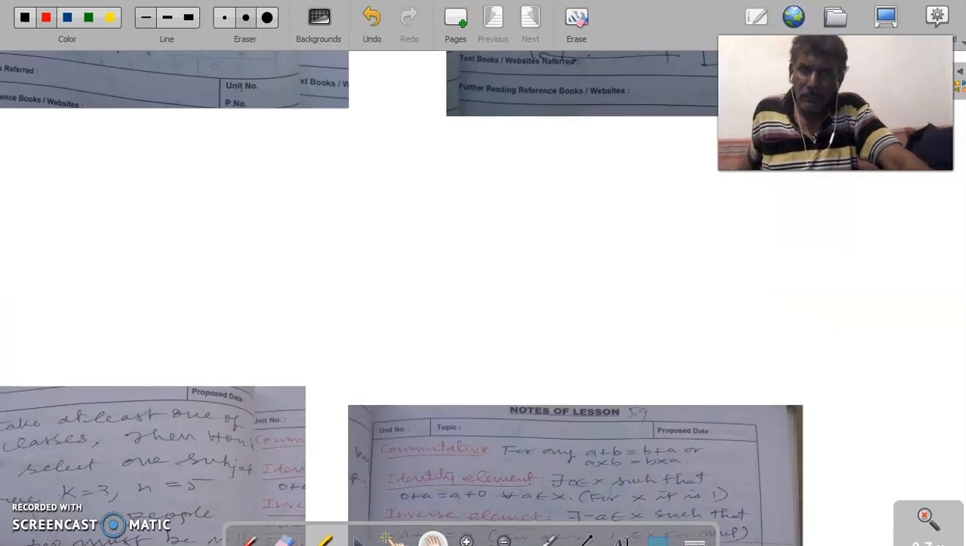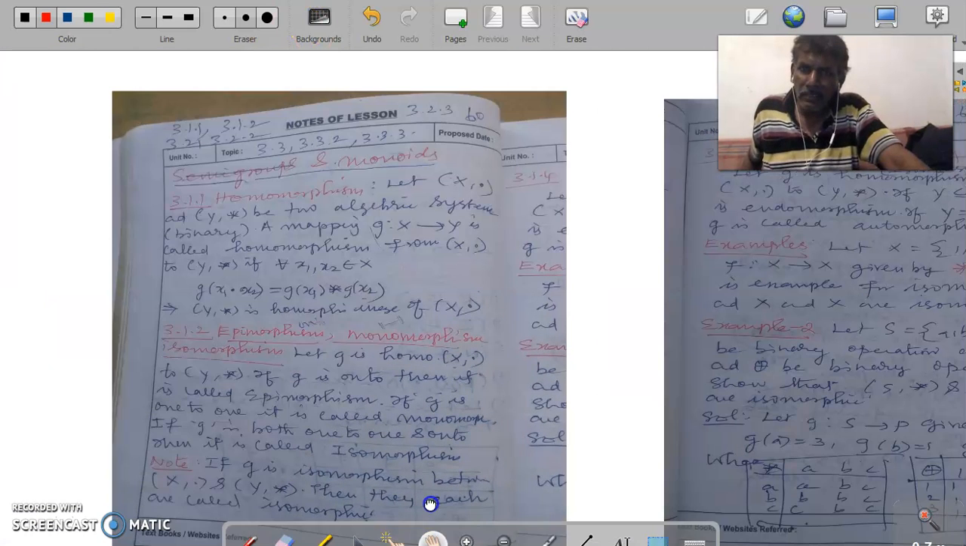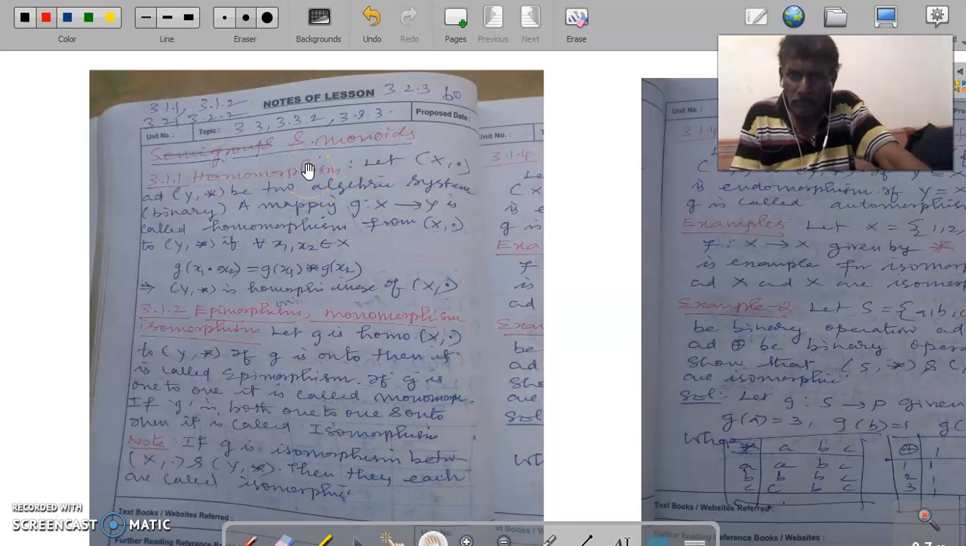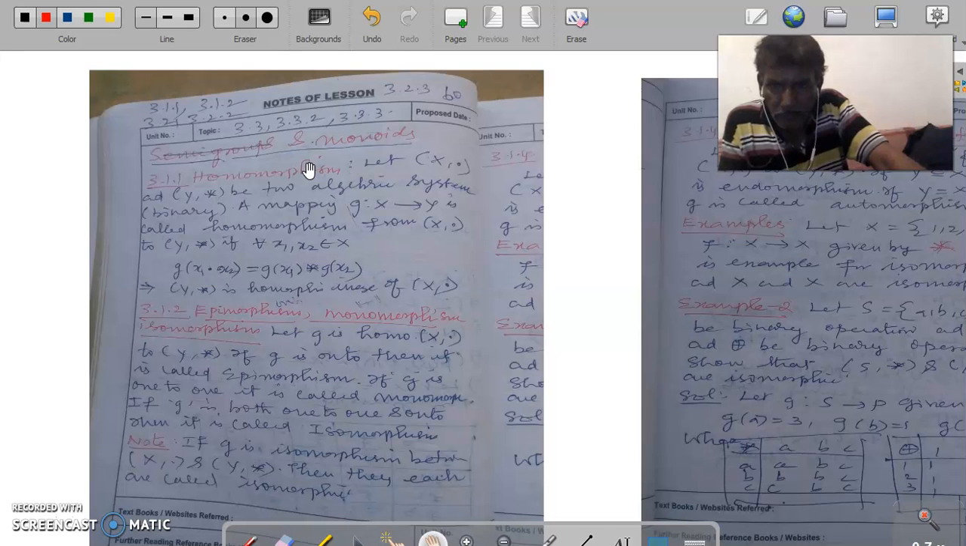Okay. Now the continuation of that. Now what is a homomorphism? What is a homomorphism? Before that, we'll study homomorphism first, and afterwards study monoids. Let (X, dot) and (Y, star) be two algebraic systems. Binary operations are here.